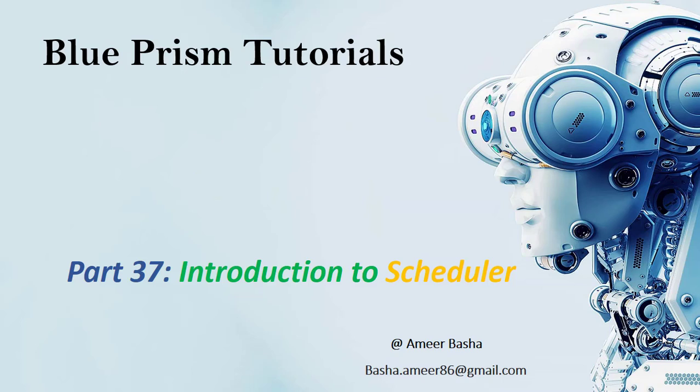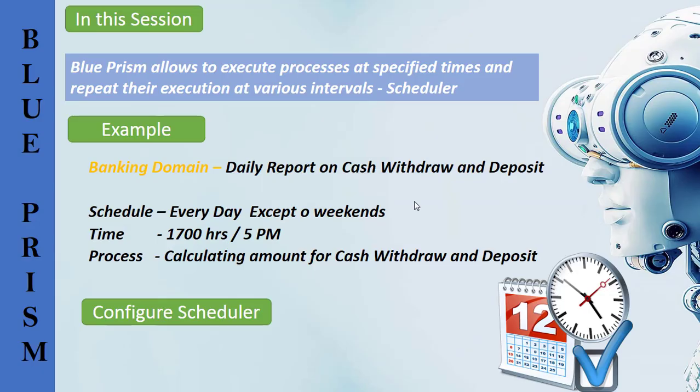My name is Amir. In the previous sessions, we learned about queue management. In this session, we will learn a beautiful feature offered by Blue Prism, that is the scheduler. Scheduler allows Blue Prism to execute processes at specified times and repeat their execution at various intervals. The scheduler is a background process which waits for the next schedule activation time and then activates any schedules due to run at that time.